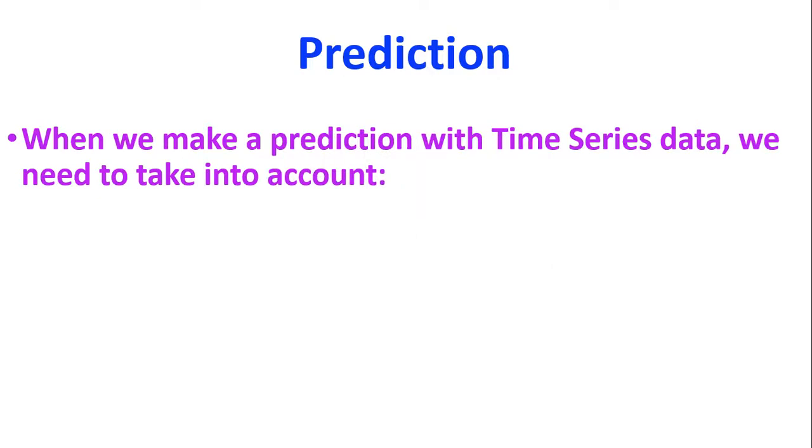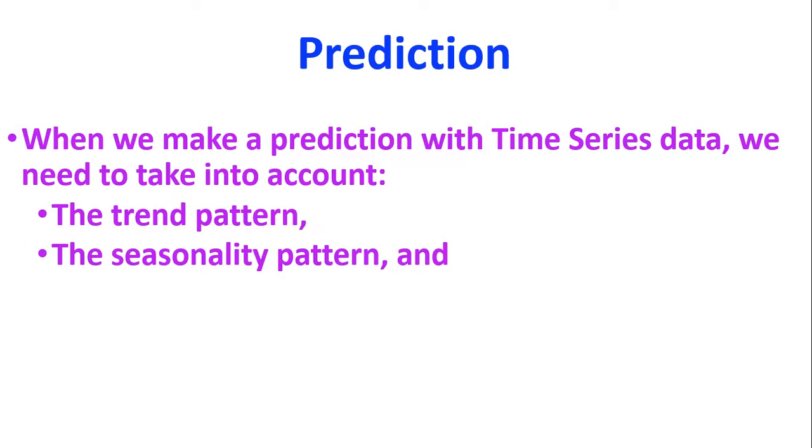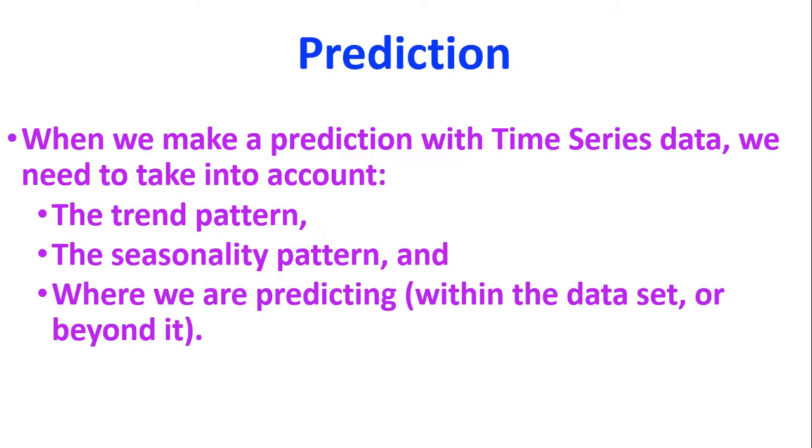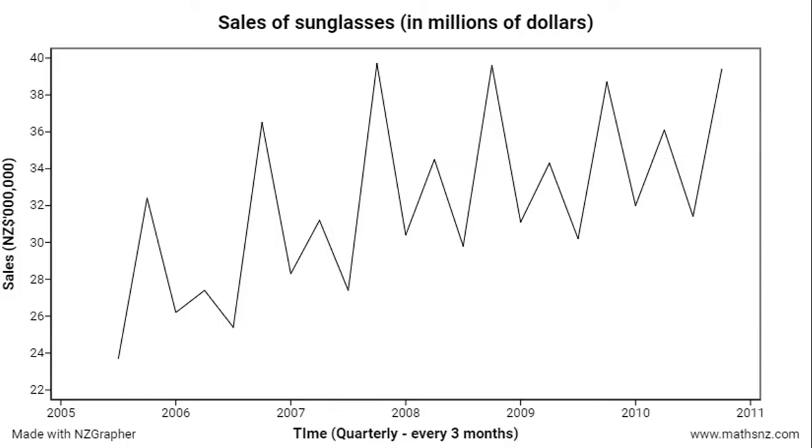The last section we want to look at with time series data is being able to make a prediction. So there are some things that we need to take into account when we do this prediction. We've got to think about the trend pattern, we've got to think about the seasonality pattern, and we've got to think about where we are predicting, whether it's within the data set or beyond it.